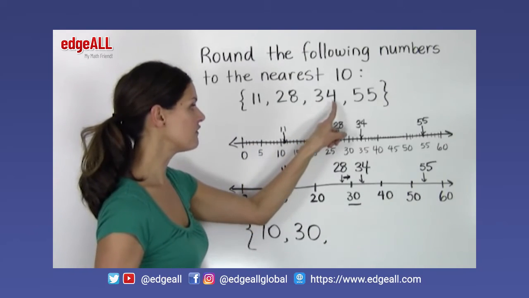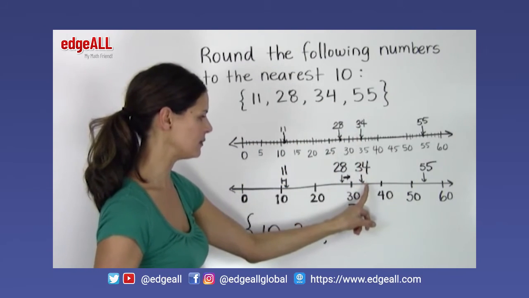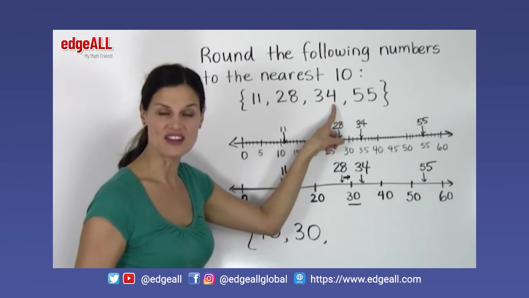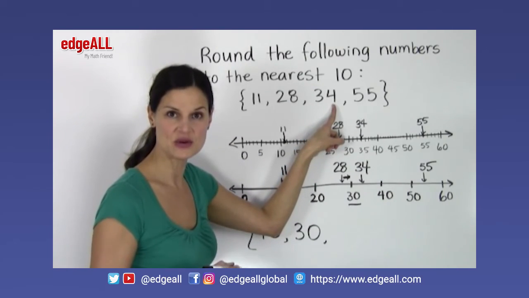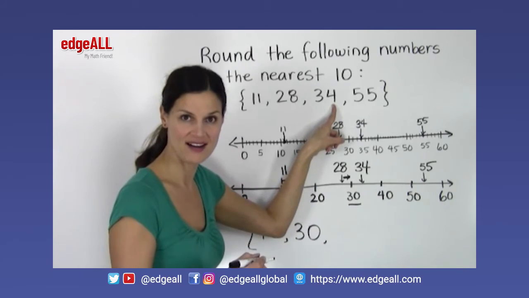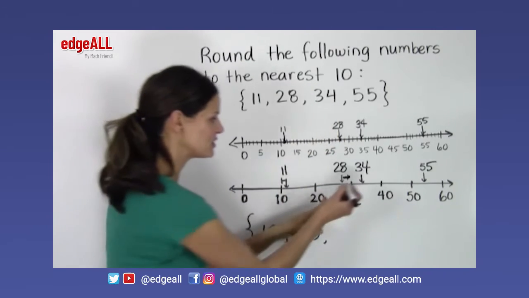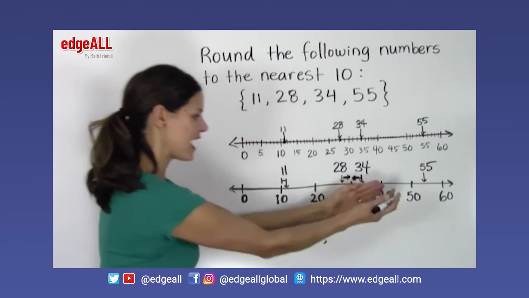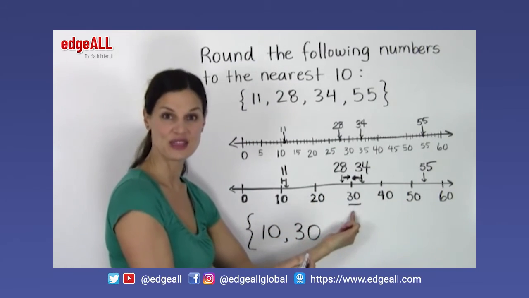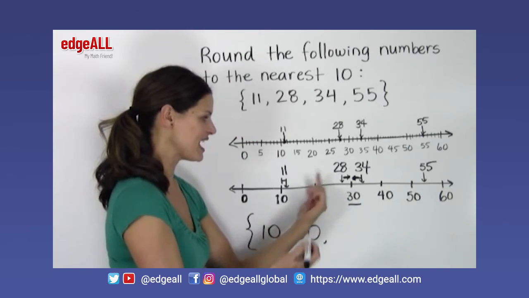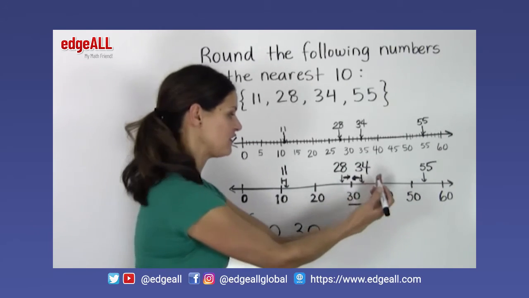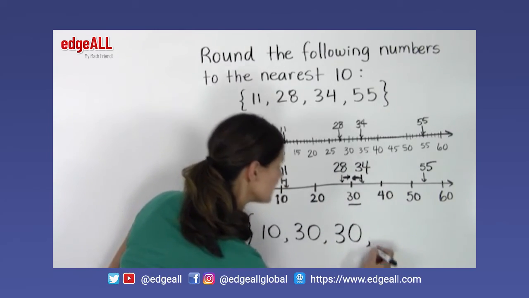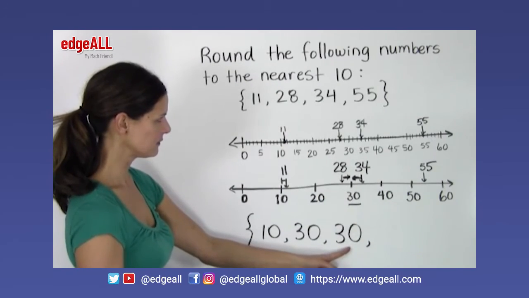Now the 34 that I have on my number line, we need to look at our last number, and remember, if it ends in a 1, 2, 3, or 4, we round down. So the 34 is going to slide down and round down to 30 as well. So the 28 rounded up to 30, and the 34 rounds down to 30.